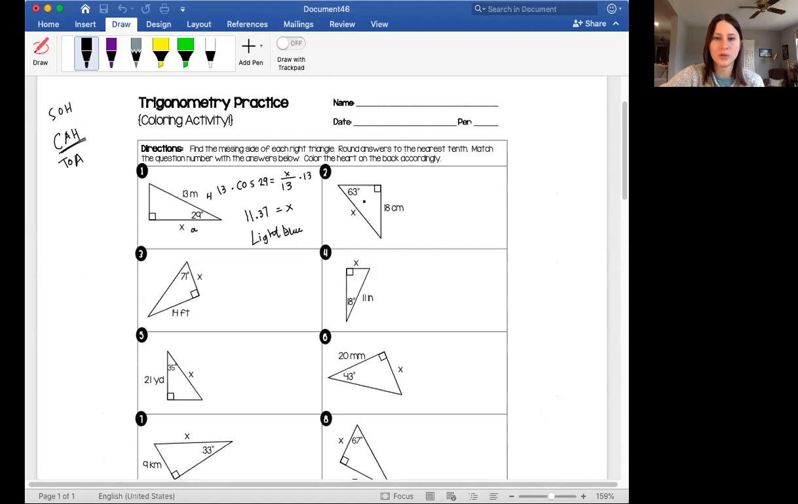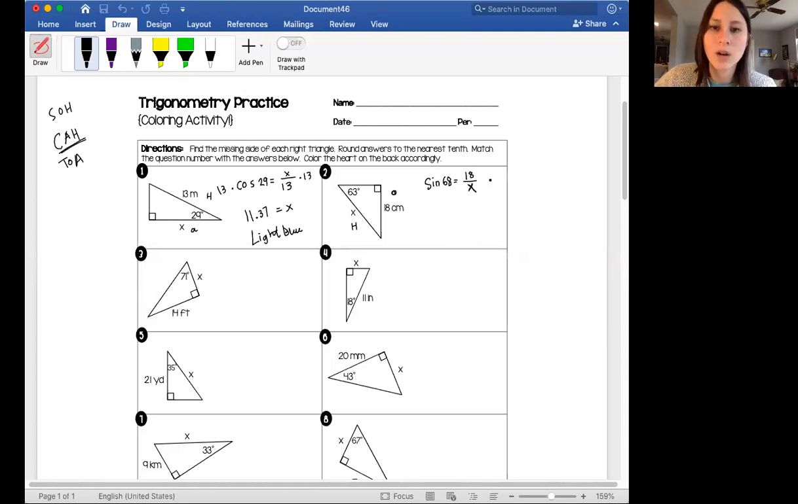Let's try number 2. Looking from 63, my perspective is 63. 18 would be opposite, and x would be the hypotenuse. So OH spells out SOH, which is sine. I'm going to write this as sine of 68 equals 18 over x. Notice how this one is different from the other one, where my unknown is on the bottom this time, whereas previously my unknown was in the numerator.